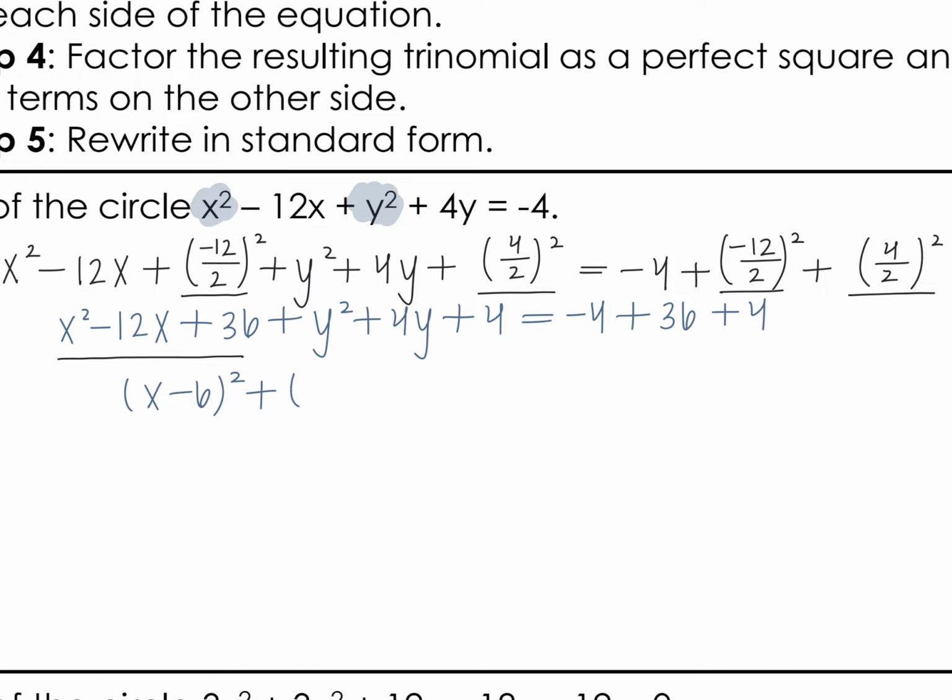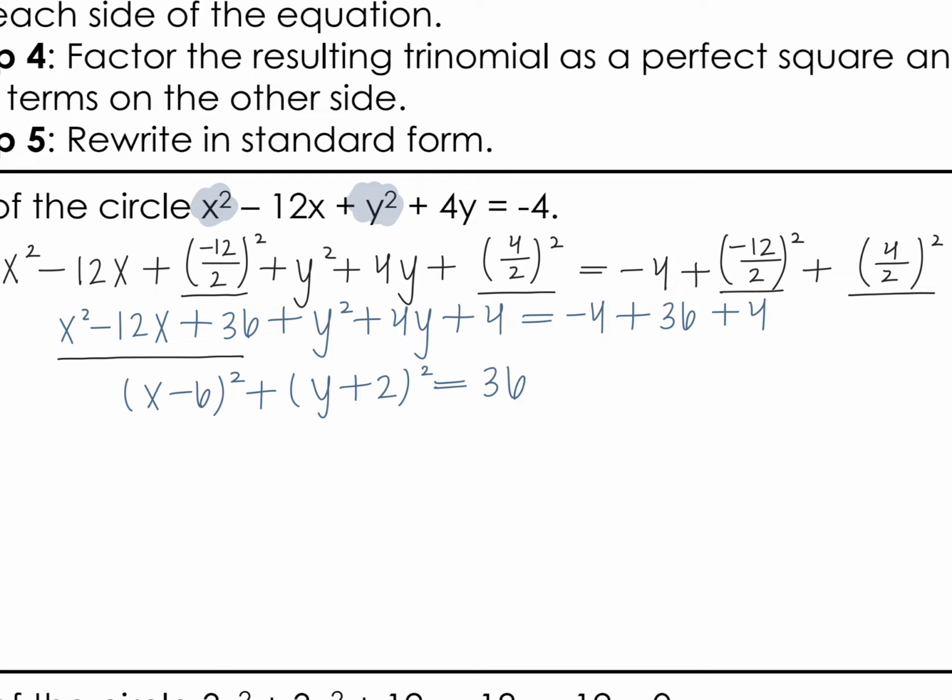Plus, like I said, you could sit here and think about what times what will give you 4, but add up to the positive 4. It's just going to be half the coefficient in front of your y. So half of 4 gives me 2. So I'll have y plus 2 squared. And then over here, we're going to combine our like terms, and we're just going to get 36. So this would be the equation of my circle.